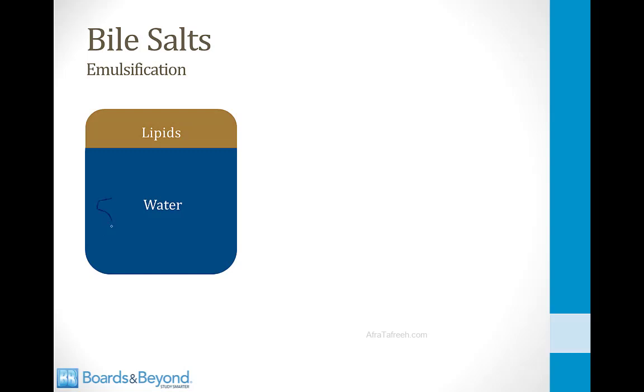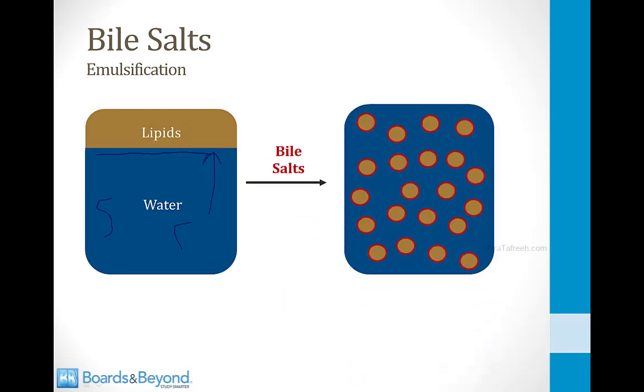Pancreatic lipase, which is water soluble, would then only be able to work at the interface between the water and the lipids, and it turns out this is a relatively small surface area. So there wouldn't be much area in which for pancreatic lipase to work, and as a result, fat digestion would be very inefficient.